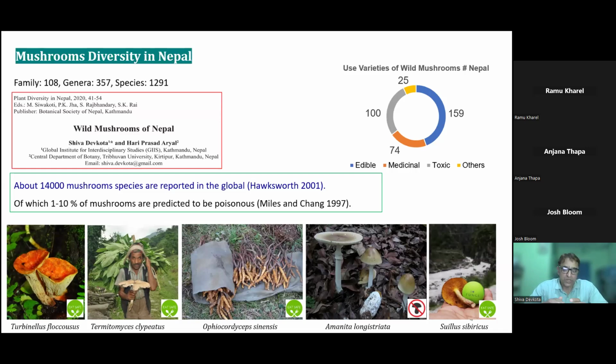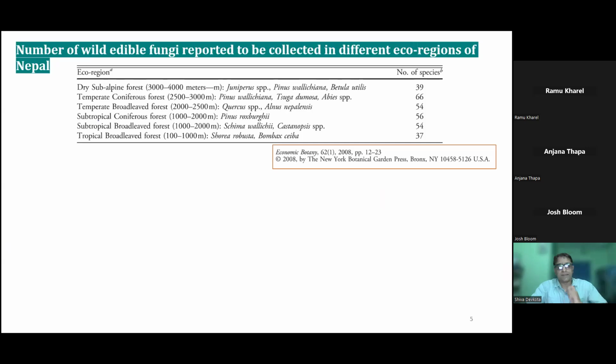So we have different varieties of mushrooms in Nepal, and of course there is one Amanita species and there is one Sulos species. So some are edible, some are poisonous. I will describe later on. With this, because as far as I know, the prime intention of this presentation is also to minimize the mushroom poisoning cases, or to make people aware about mushroom safety.